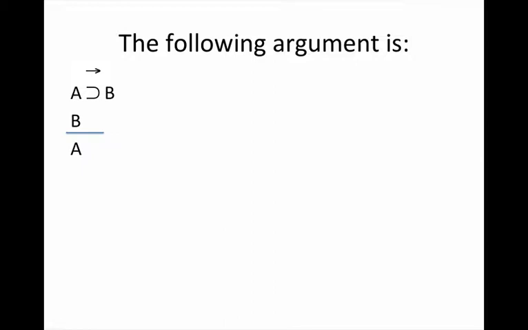This argument is invalid. Notice the difference between the last argument and this one. Here we are affirming the consequent, and that is a big fat no-no. So think about it this way. If I have 10 pennies, I have 10 cents. I have 10 cents, therefore I must have 10 pennies? No. You could have different permutations. So this is an invalid argument.